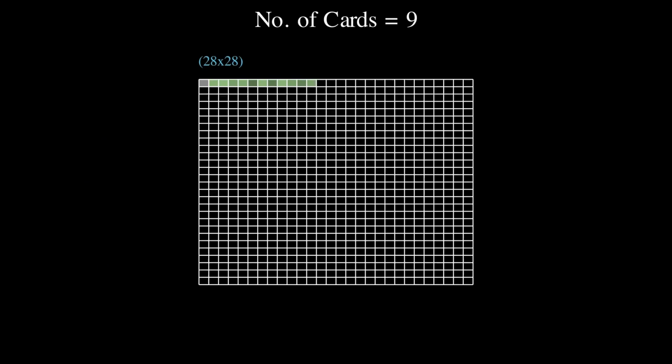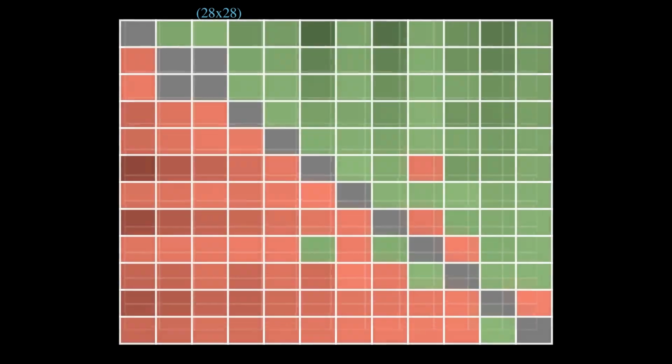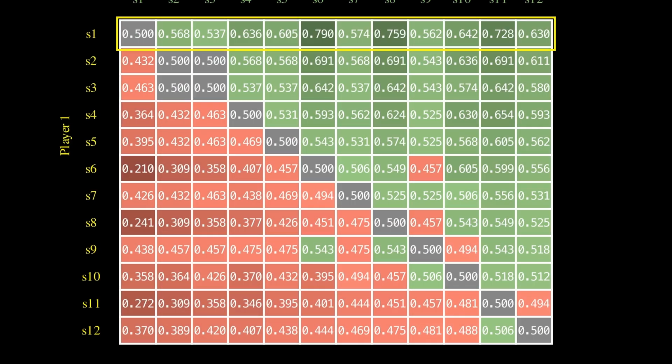For n equals 9, the number of possible strategies grows to 28. To keep the analysis clean, we focus only on the top strategies. All the others are dominated by the top strategy, so we ignore them. Once again, we see that the top strategy beats all others.